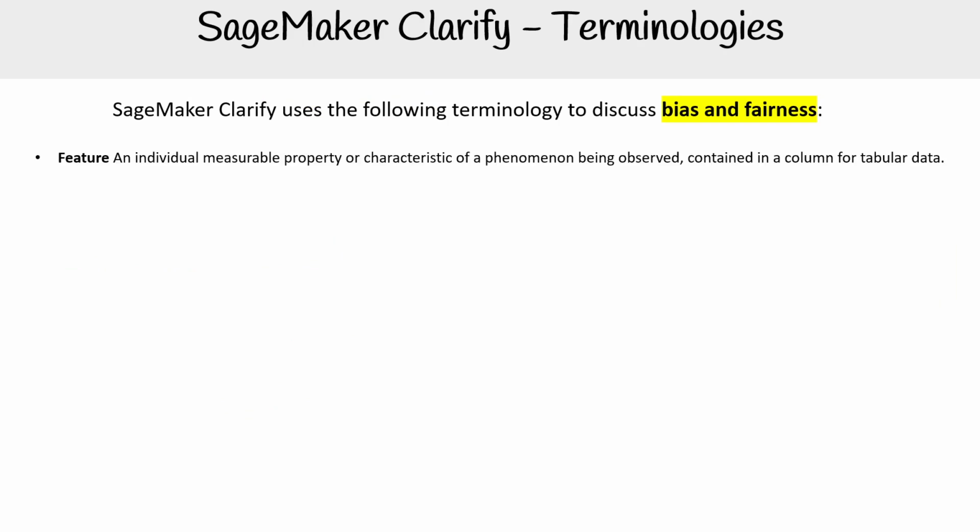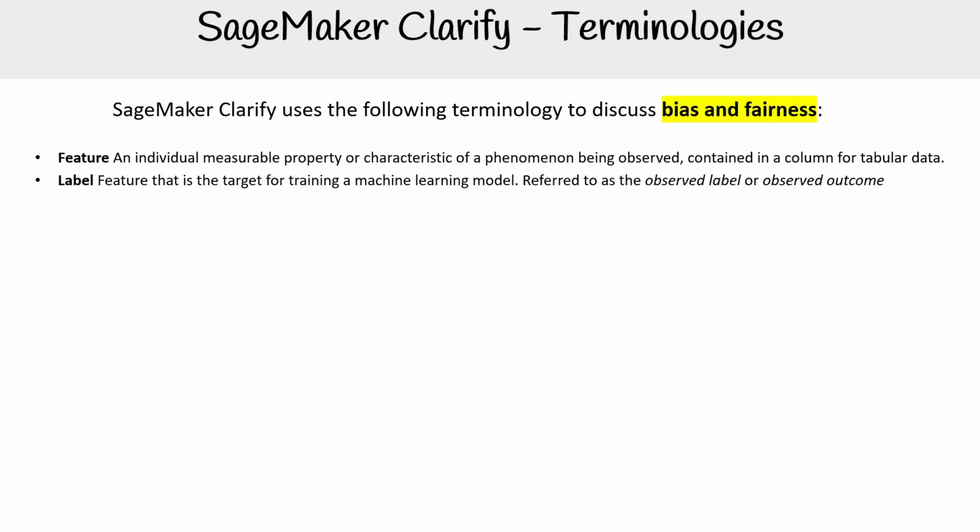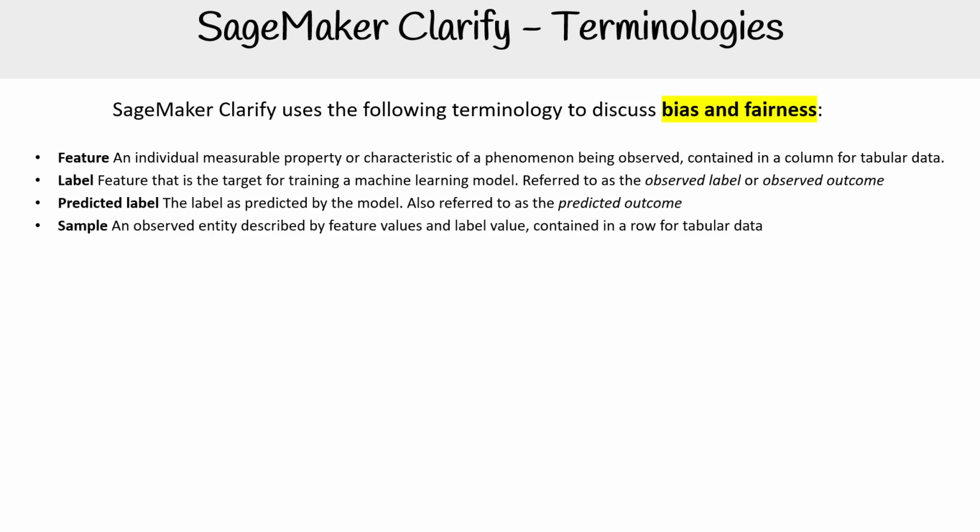First is feature, an individual measurable property or characteristic of a phenomenon being observed, contained in a column of tabular data. We have a label, a feature that is the target for training a machine learning model, referred to as the observed label or observed outcome. We have predicted label, the label as predicted by the model, also referred to as the predicted outcome. Sample, an observed entity described by feature values and label value, contained in a row of tabular data. Data set, a collection of samples.